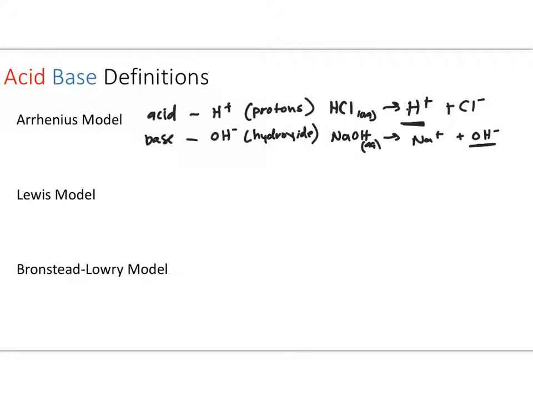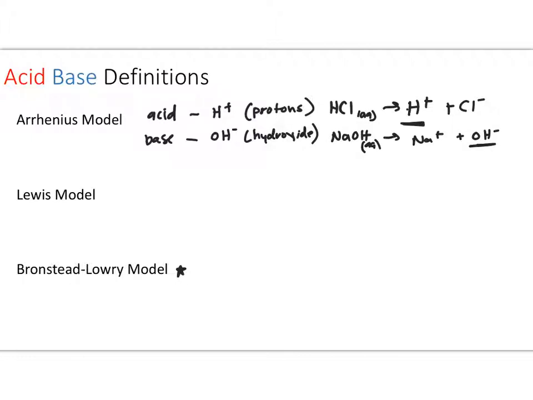It's very simple, very straightforward. It's not the one that we'll typically use to define things. We're going to be focusing mostly on the Bronsted-Lowry. However, we should be familiar with Arrhenius's approach. Now the Lewis model, which actually won't show up on the AP exam, but we're going to be sharing it anyway.